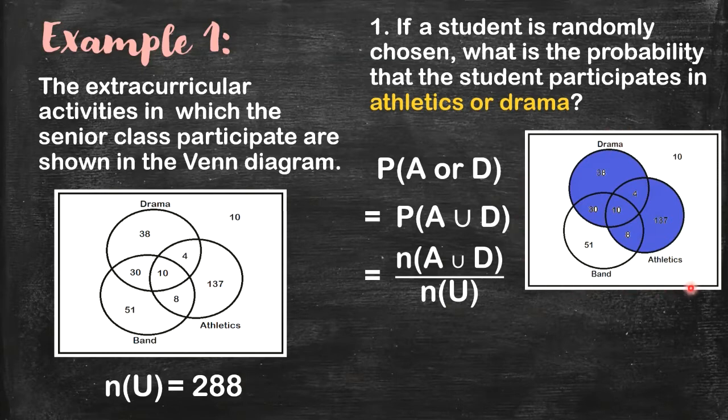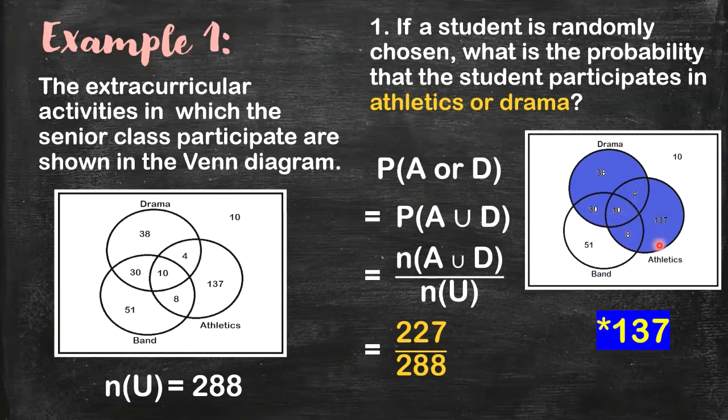Right? Pwede niyong i-minus sa 288 yung 51 at saka yung 10. So, it's like 288 minus 61. And you will get 227. Okay? Same yun sa magiging sagot kapag pinag-add niyo yung 38, 30, 10, 4, 8, and 127. Okay? Mas mabilis nga lang gawin yung 288, yung buo. Okay? And then, tatanggalin natin yung 10 at saka yung 51. So, this is the probability that the randomly chosen student participates in athletics or drama.